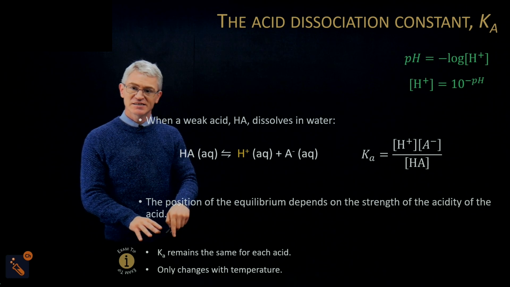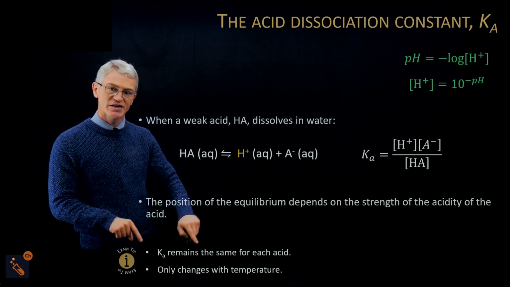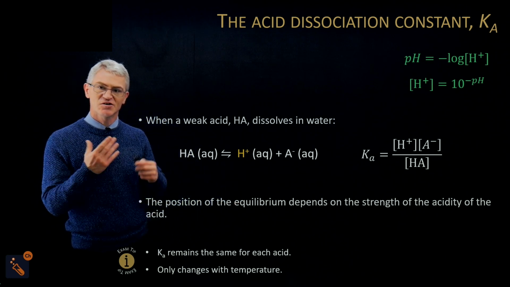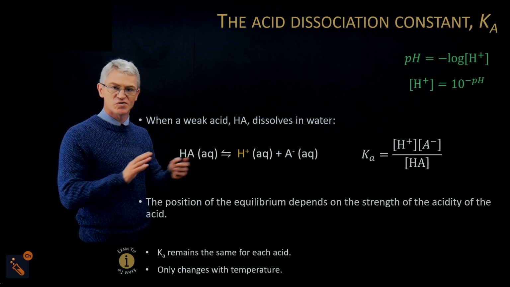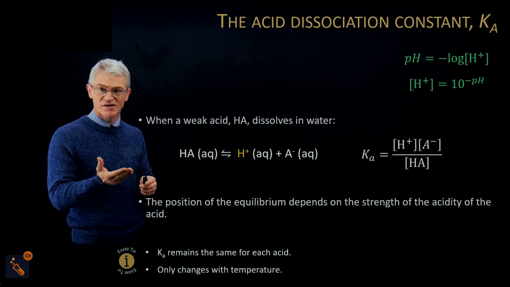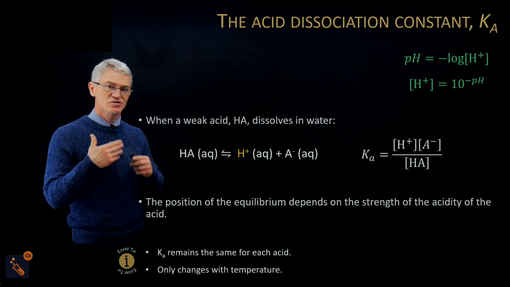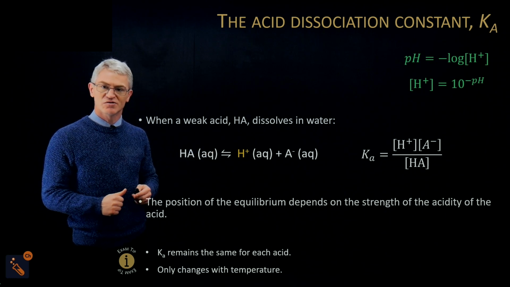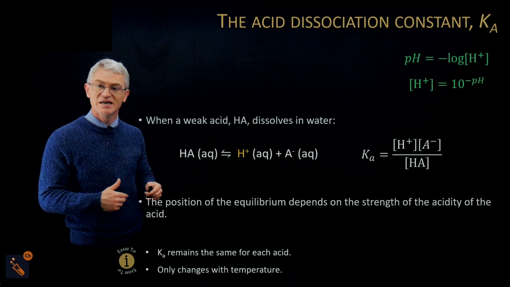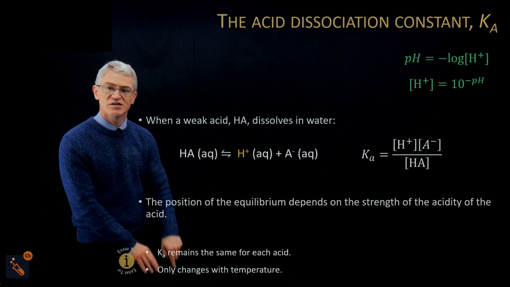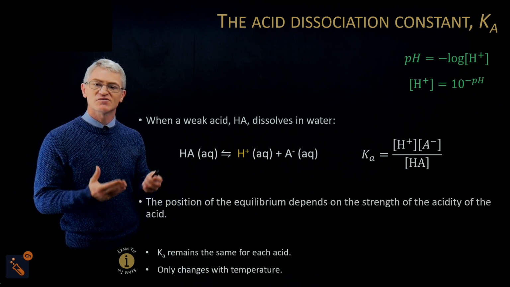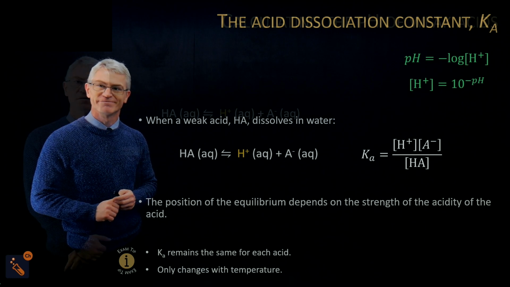Now in this case, a really important point is that Ka remains the same for each acid. So Ka remains the same for each acid. So if you're given an acid, you're given a Ka value, you can assume that is the same throughout the question, or if you change the concentration. That Ka will only change if you change the temperature. That's really, really important.